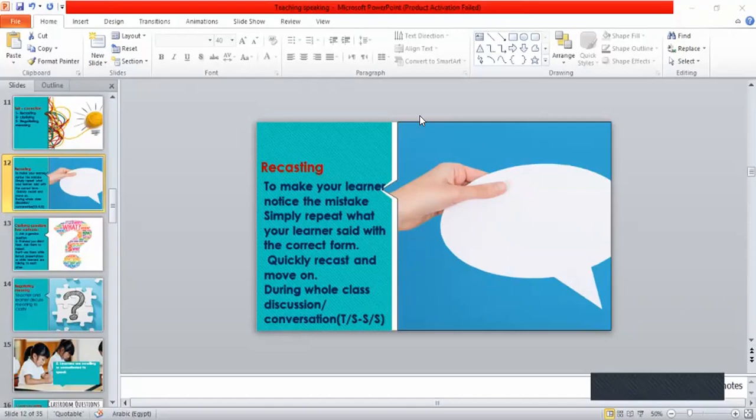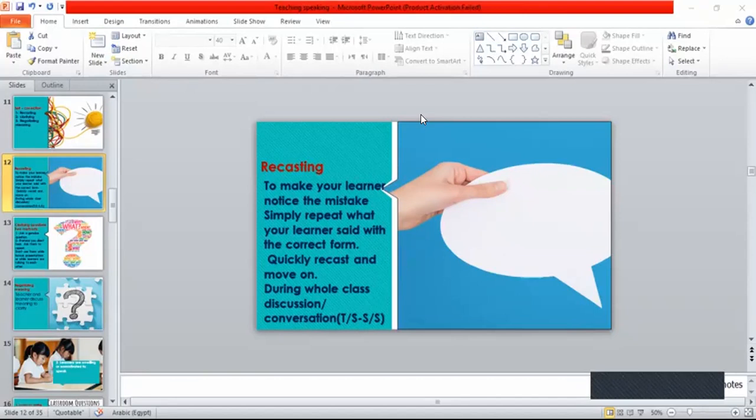Fluency. Okay, so get your students to keep speaking. Just repeat the sentence with the correct form and move on. Continue. Don't stop and let him know there is a mistake. He or she will notice that. So without stopping, without interrupting the conversation or the discussion, just repeat the correct form and go on. So don't stop.